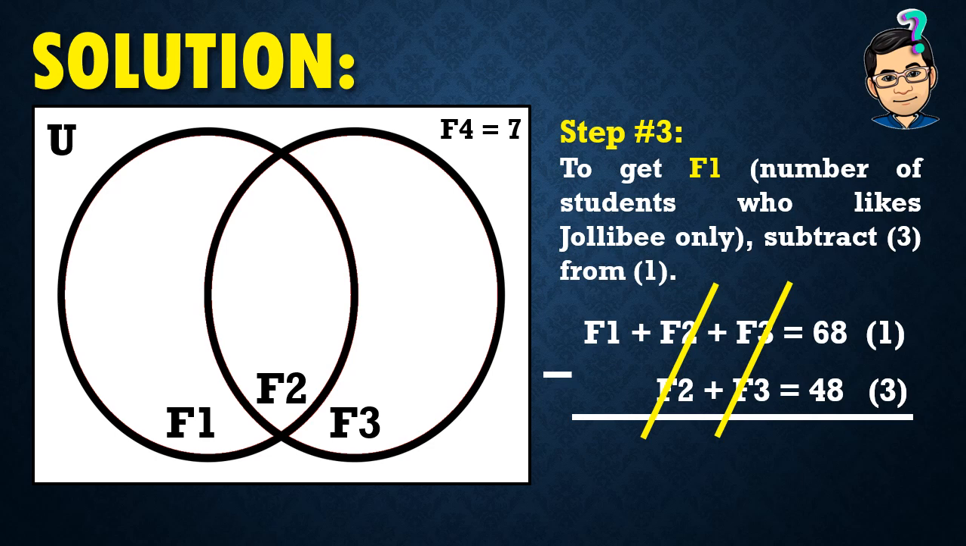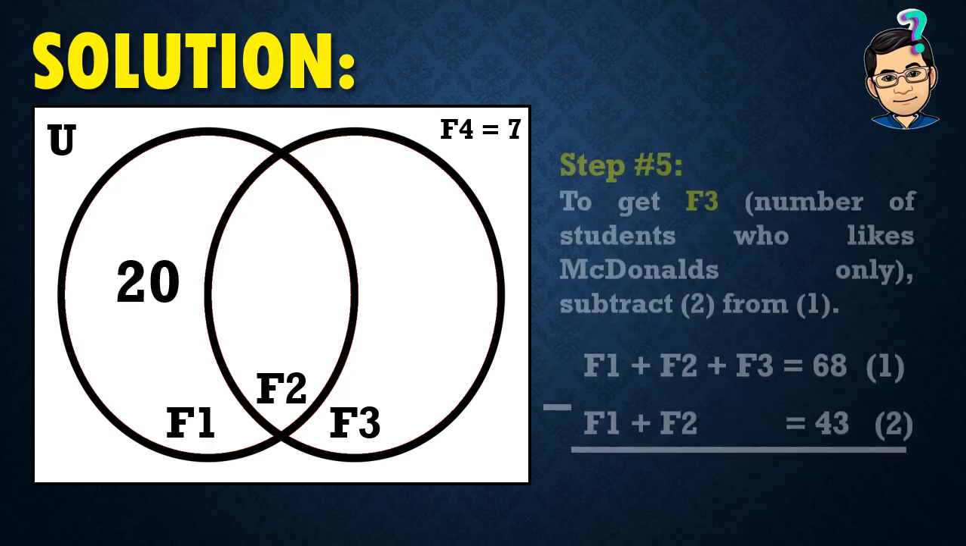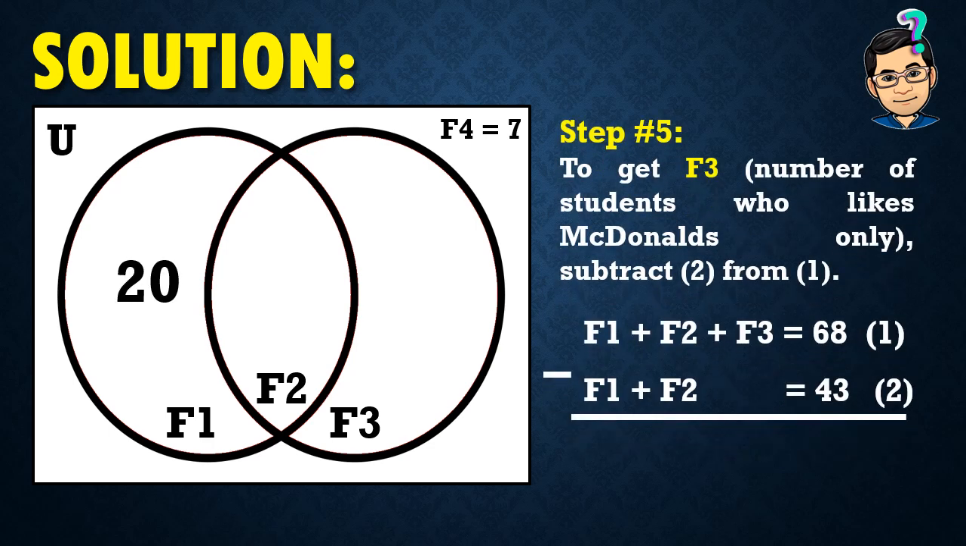And then, isa-subtract din natin yung 48 sa 68. So, that is F1 equals 20. 68 minus 48 is 20. So, there are 20 students who likes Jollibee only. So, Jollibee lang gusto nila. Walang kahalo. Next, to get F3 naman, number of students who likes McDonald's only, we will subtract equation 2 from equation 1.